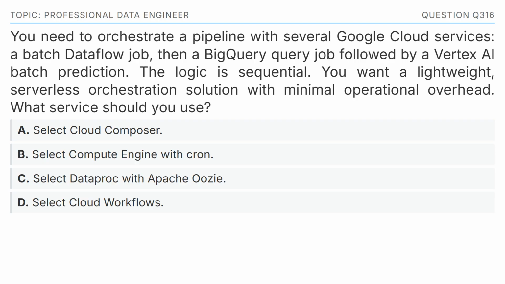The options are: Option A, select Cloud Composer. Option B, select Compute Engine with cron. Option C, select Dataproc with Apache Oozie. Option D, select Cloud Workflows.